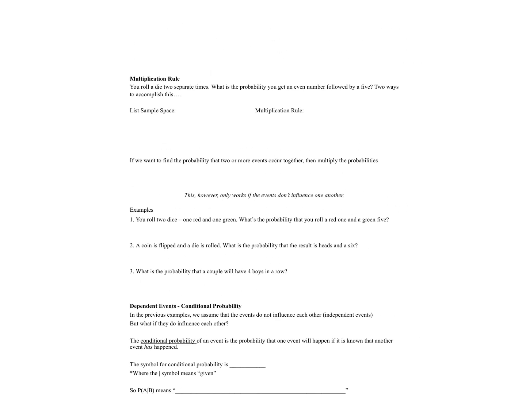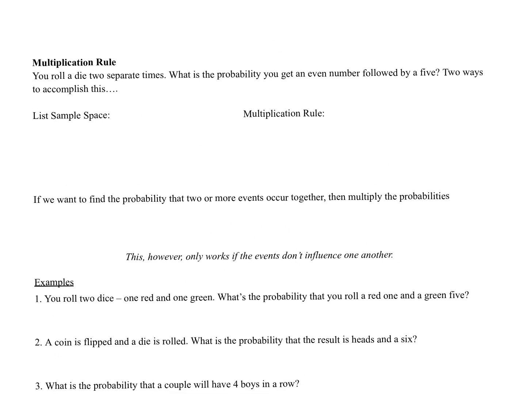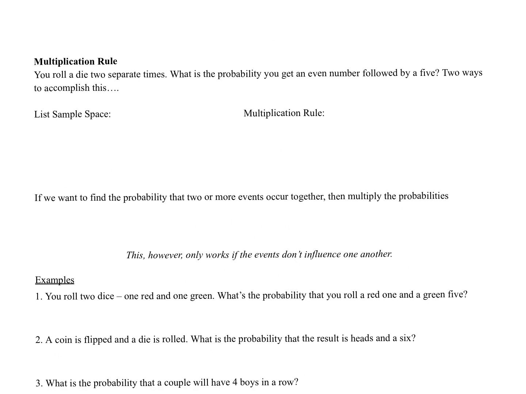So far, when we have talked about and probability, we have been specifically looking at a Venn diagram or a table. But there is another way to calculate and probabilities, and that's using the multiplication rule. So for example, we have that you roll a die 2 separate times. And we want to find the probability that you get an even number followed by a 5. So there's 2 ways to do this.